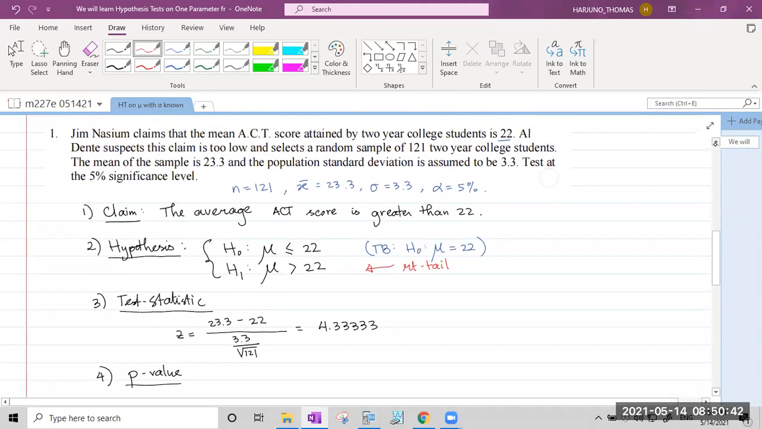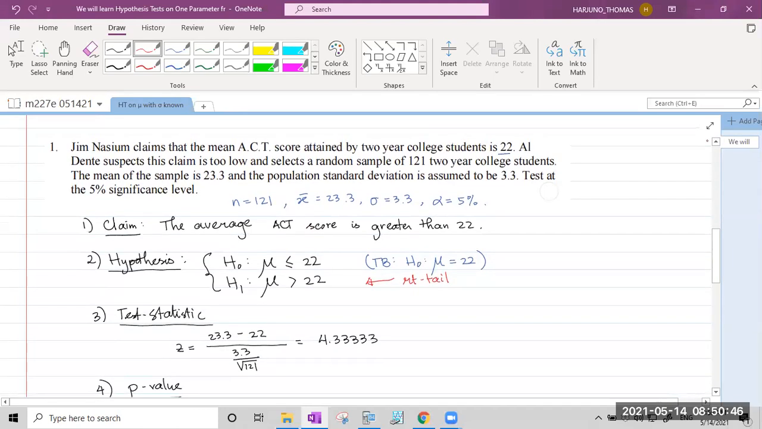the mean supposed to be greater than 22, I need to come up with a sample mean that is significantly greater than 22, not just barely greater than 22. Okay, that's why we call this status quo. We call this status quo, and this is the challenging hypothesis.